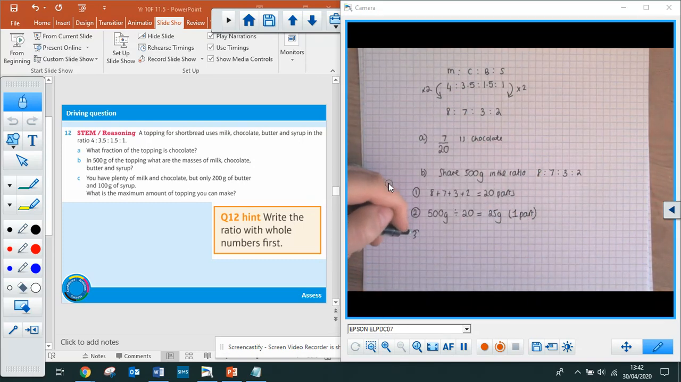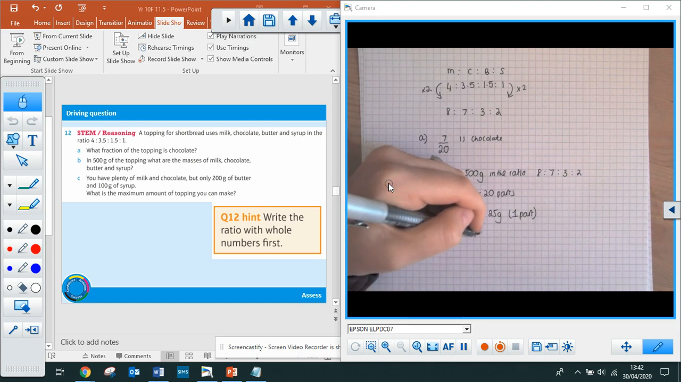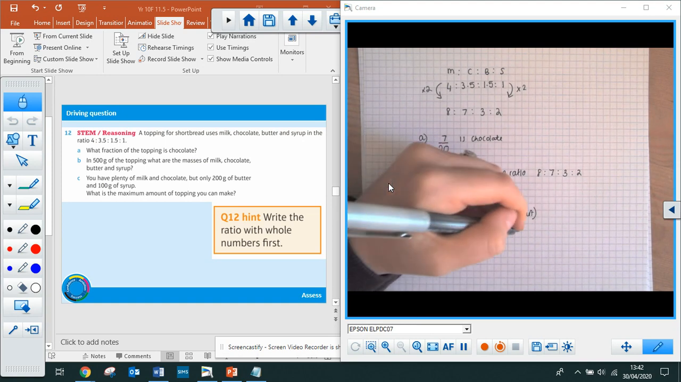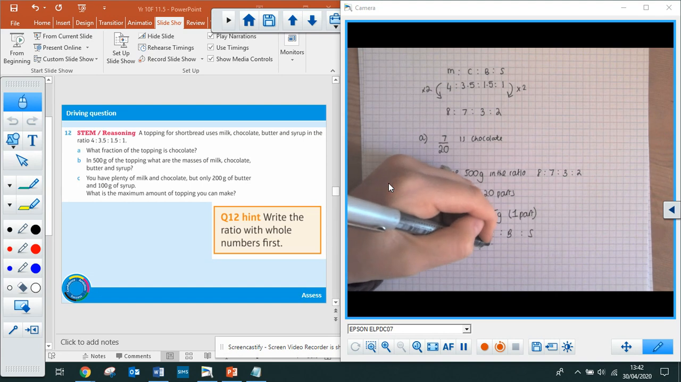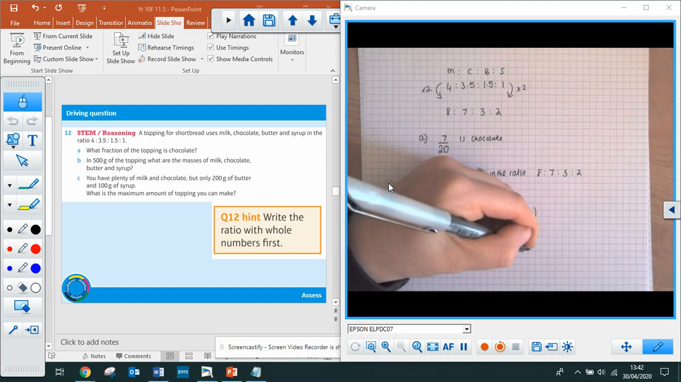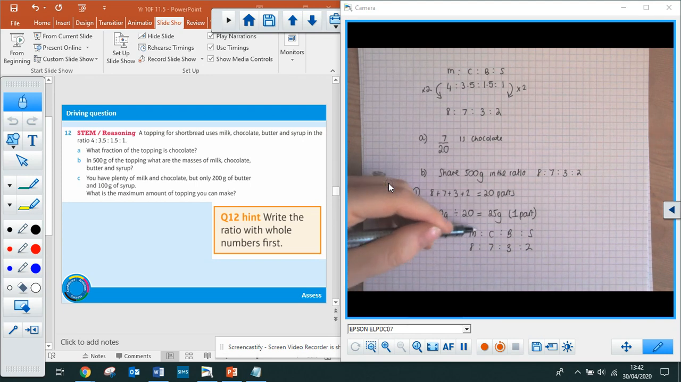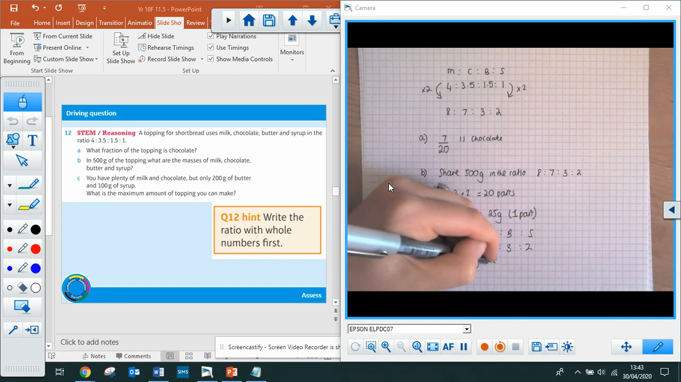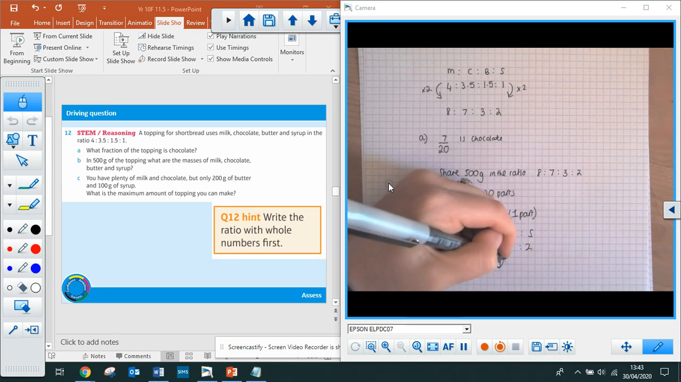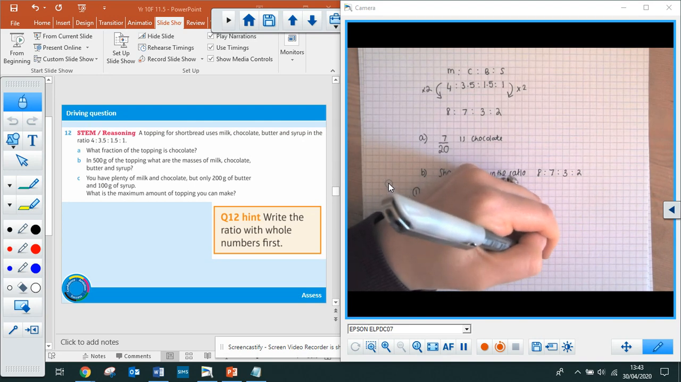Step 3, sharing the ratio. I've got milk to chocolate to butter to syrup, 8:7:3:2. So to work out my amount of milk, I'm going to do my 8 parts times 25 grams. Okay, so 8 multiplied by 25 grams, 7 multiplied by 25 grams, 3 multiplied by 25 grams, and 2 multiplied by 25 grams.